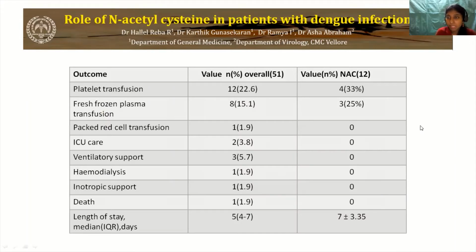This is the outcome of the patients in the NAC group. 33% required platelet transfusions, 25% required fresh frozen plasma transfusion. None of the patients went to ICU in the NAC arm, and the length of hospital stay was around 7 days in the NAC arm.